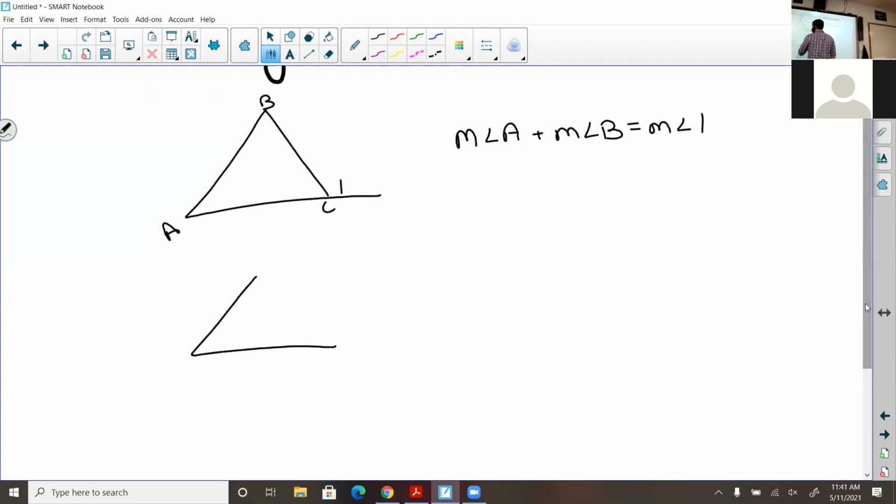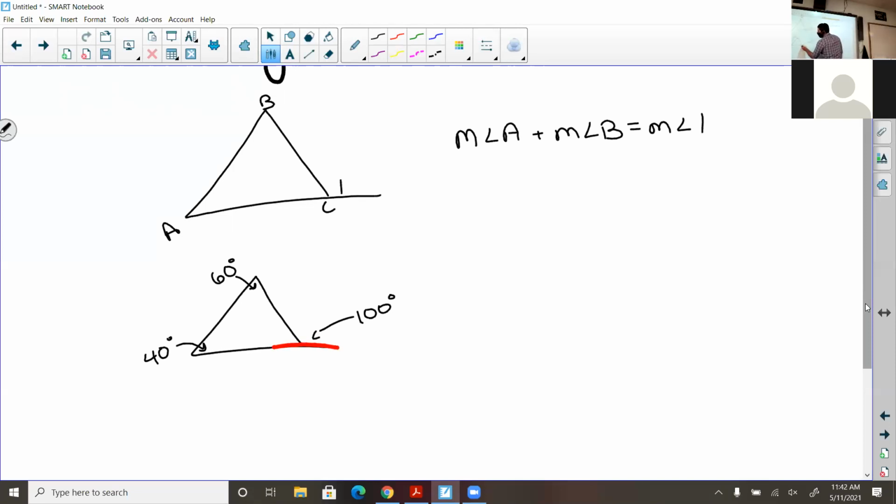Now, if I create a triangle and I say that this angle measurement is, let's say, 40, and this angle measurement is 60. What I am claiming to be true is that this angle right here is also going to be the same as the sum of those two opposite angles. Now, why would this be true every time? Well, here's why.